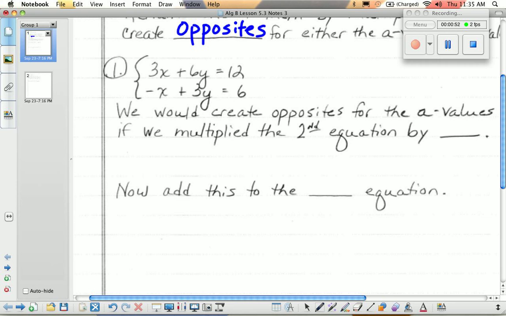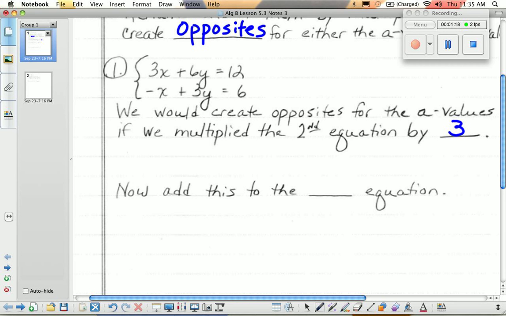So we have our system of equations, 3x plus 6y equals 12, negative x plus 3y equals 6. We would create opposite for the A values if we multiply the second equation by what? 3. Because the opposite of 3 is -3. So if we took negative x times 3, wouldn't we have a negative 3x?